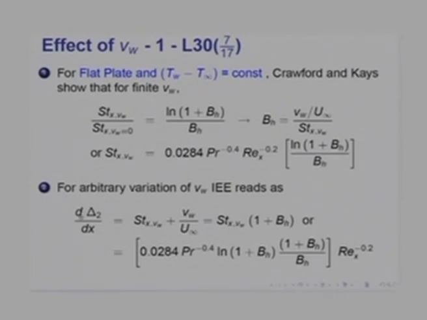That is what it becomes. And the energy equation for a flat plate where u infinity is constant and Tw minus T infinity is constant would simply be d delta 2 by dx equal to Stanton x vw plus vw by u infinity. But if I substitute this for Stanton x vw, and if I substitute for vw by u infinity equal to BH into Stanton x vw, then you will see it simply becomes that, 1 plus BH, or the total expression then can be written in this fashion, Reynolds x to the power of minus 1. So, there is ln(1 plus BH) multiplied by (1 plus BH) divided by BH, Reynolds x to the power of minus 0.2.